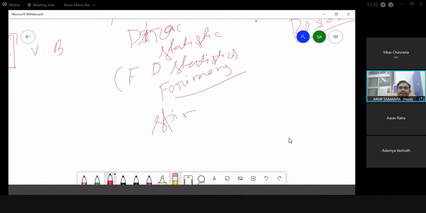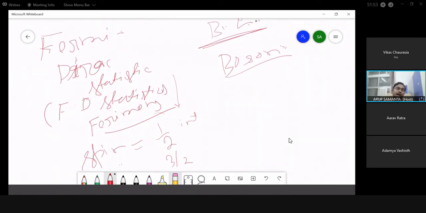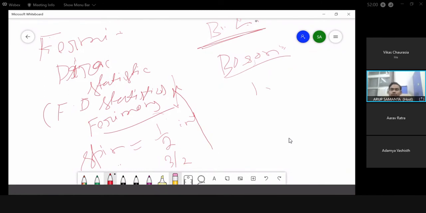There are two types of particles, distinguished by the spin of the particle. For FD statistics, we measure the spin. It could be a half integer, like 1/2, 3/2, 5/2. If the particles have half-integer spin, then they follow the Fermi-Dirac statistics. If they have integer multiples, 1, 2, 3, etc., those follow the Bose statistics.